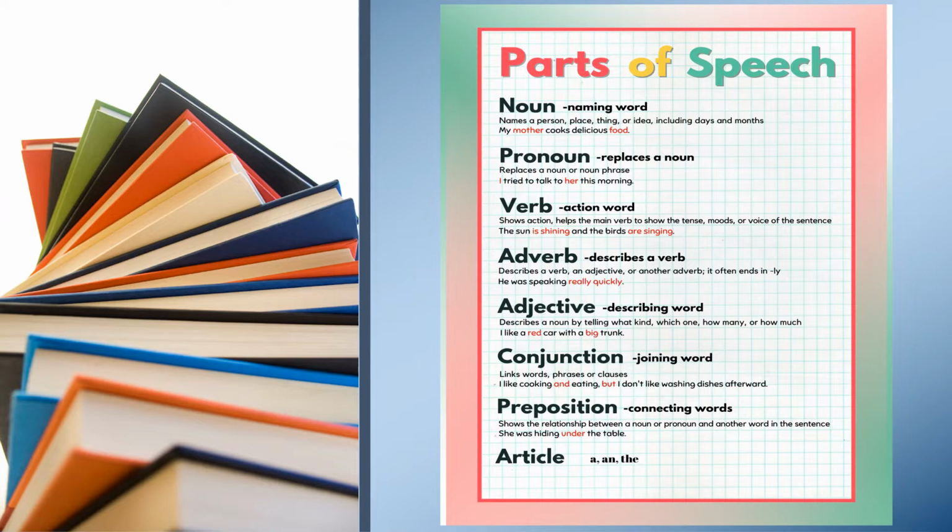Prepositions are connecting words. They show the relationship between a noun or pronoun and another word in the sentence. An example: she was hiding under the table. The word under there is the preposition. And there are three articles in the English language: the word a, the word an, and the word the.